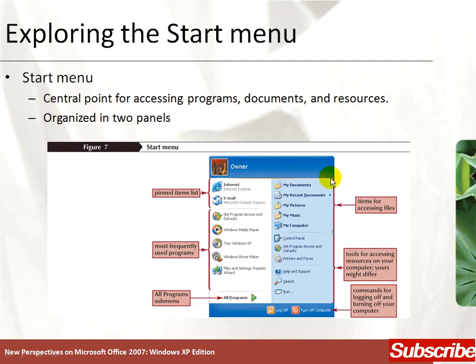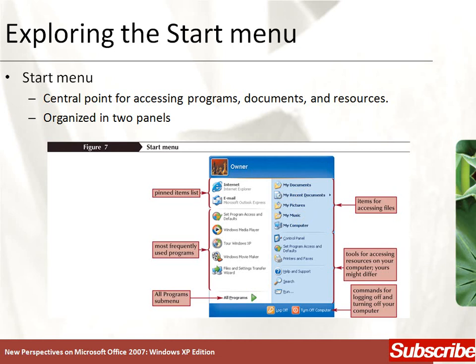And see, this bracket starts from this point and ends on this point. It's called items for accessing files. What kind of files? Like my documents, my recent documents, my pictures, my music, my computer. Through these you can access any file. Am I right? Any folder, like your songs. Got the concept? Like your music, like your pictures.